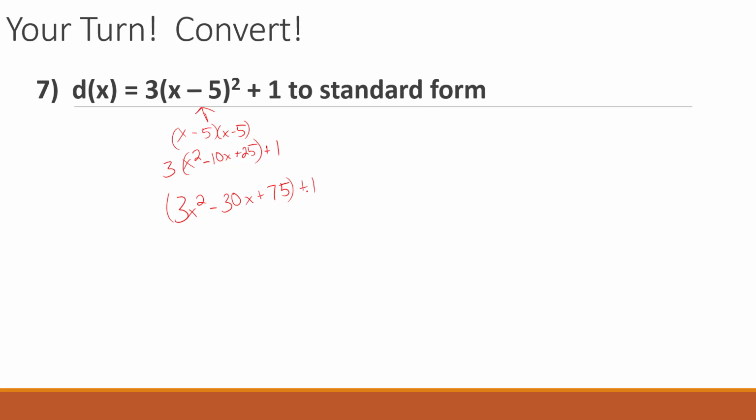Now, I really don't need the parentheses anymore. They're not serving me any purpose. There's no negative sign in front of the parentheses, so they can go away, which leaves me 3x squared minus 30x plus 75 plus 1. So we can combine our last two terms, and d of x will equal 3x squared minus 30x plus 76.